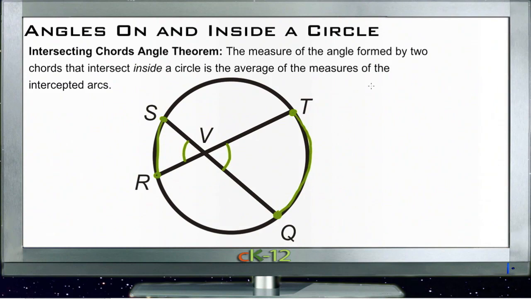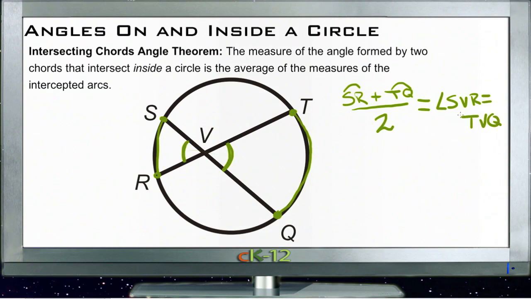and then divide the total, so SR plus TQ, and then divide the total by 2, then that would give us the measure of either of these two angles right here. Now obviously they're both going to be the same because they're vertical angles. So SVR or TVQ, either one is fine. Since they're vertical angles, they're going to be the same angle anyway.